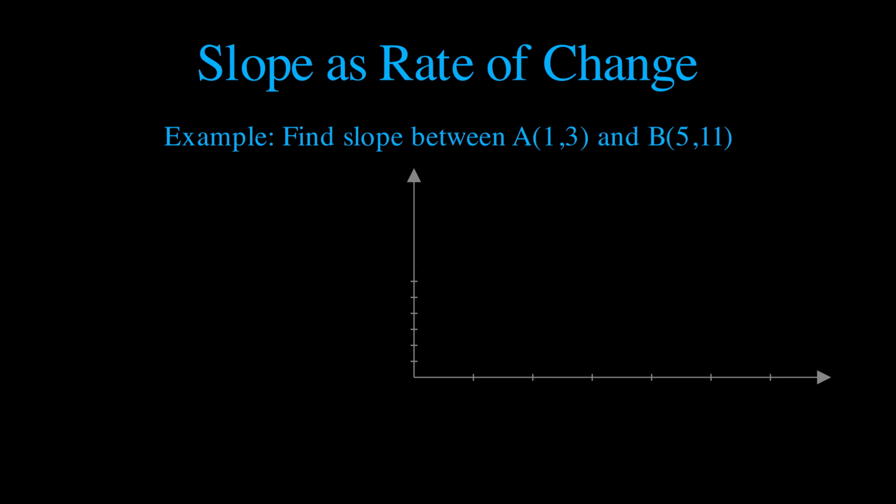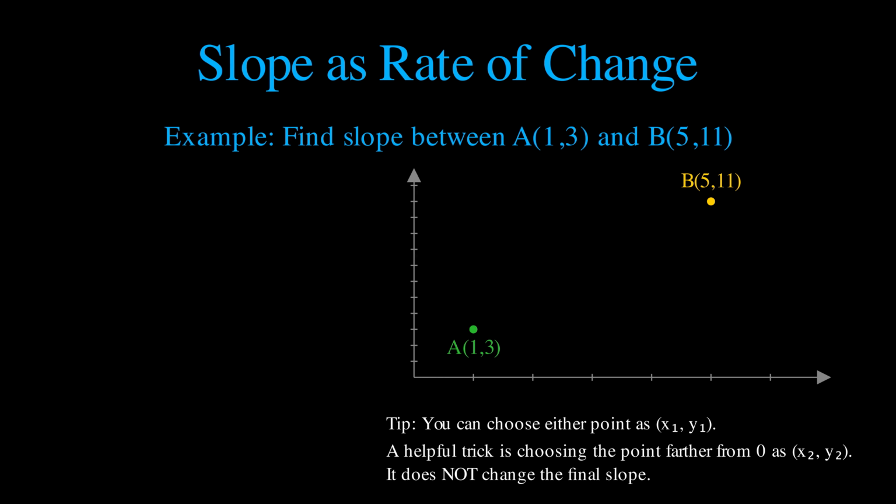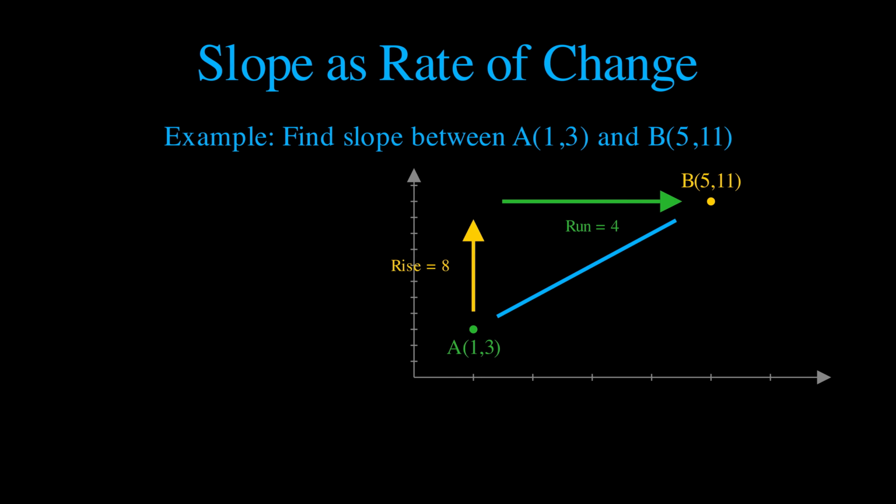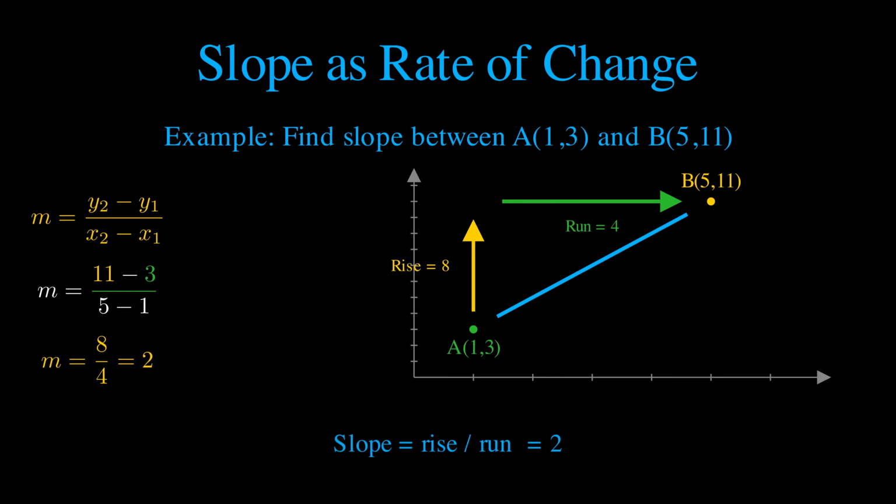We're finding the slope between points A (1, 3) and B (5, 11). We plug the values into the slope formula, y2 minus y1 over x2 minus x1, which gives 11 minus 3 over 5 minus 1. That simplifies to 8 over 4, so the slope is 2, meaning the line goes up 2 units for every 1 unit to the right. So remember, slope is rise over run.